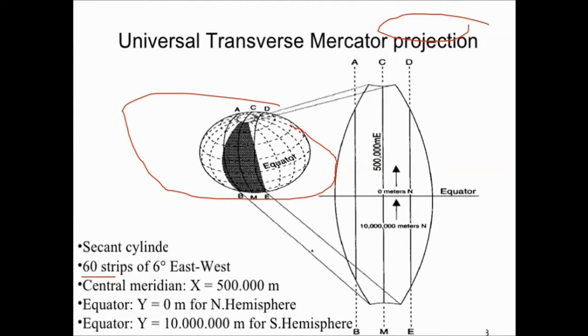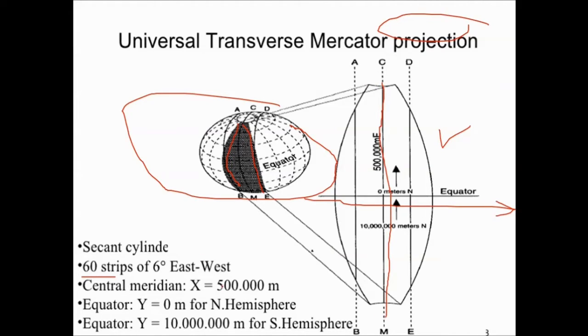And each has this second cylinder. This is a cylinder. Right? This is a cylinder. So this is a single zone. This is a representation of a single zone. Now, the central meridian, this is an equator, and each zone has its own central meridian.